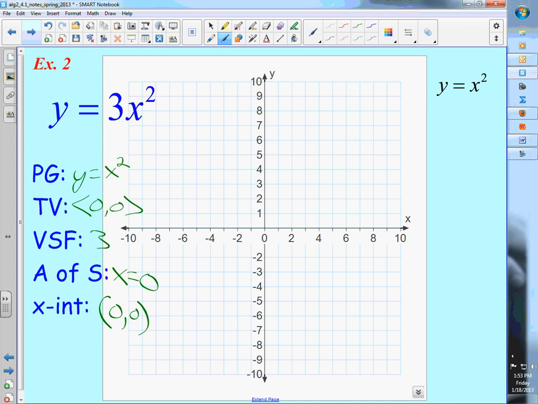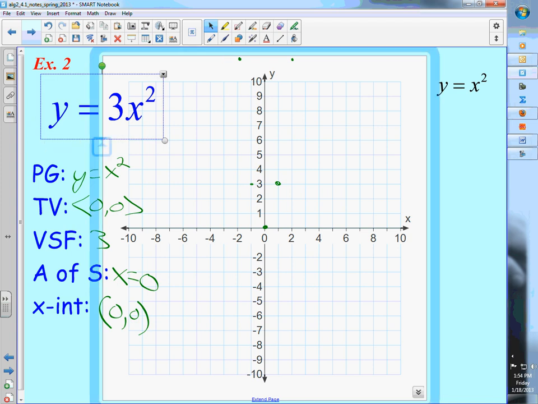So when you look at our graph, we're going to be at the origin, and then it's going to go right 1. Where are we going from right 1? Up 3. Left 1, up 3. And then right 2, you're going to end up going up 12. So we're going to be way up here. Left 2, way up here at 12.